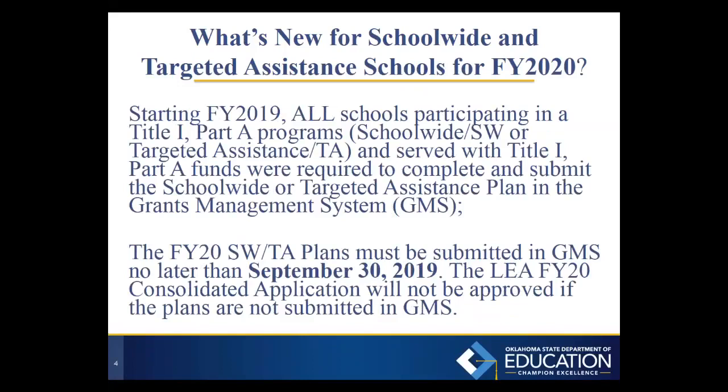So what's new for school-wide and targeted assistance schools for FY 2020? This is just a refresher from last year that starting FY19, all schools participating in the Title I Part A program, school-wide or targeted assistance schools, and served with Title I Part A funds were required to complete and submit a school-wide or targeted assistance plan in the Grant Management System, also known as GMS. The FY20 school-wide and targeted assistance plans must be submitted in GMS no later than September 30th of 2019. The LEA FY20 consolidated application will not be approved if the plans are not submitted to GMS by September 30th of this year.